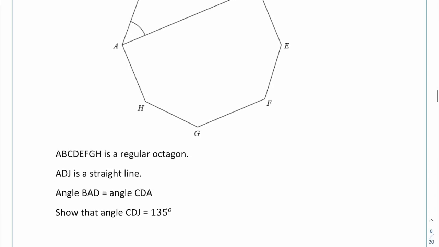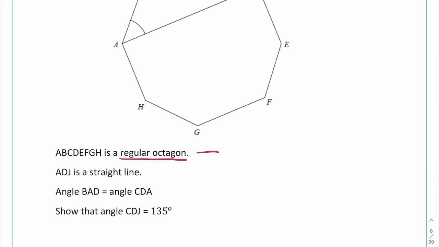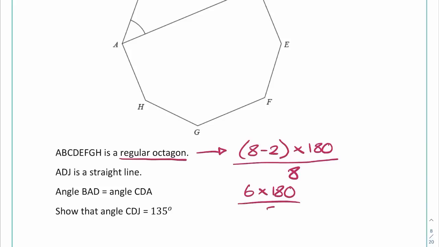Now straight away, as soon as you see the words regular octagon, I would be working out the interior angle. So there's a formula: 8 take away 2, the amount of sides take away 2, multiply that by 180 and divide by how many sides it has, which is 8. 8 take away 2 is 6, so that's 6 times 180, all divided by 8. 6 times 180, if you have a calculator you can type it in, if not you need to do some column multiplication. That multiplies together to make 1080 divided by 8.